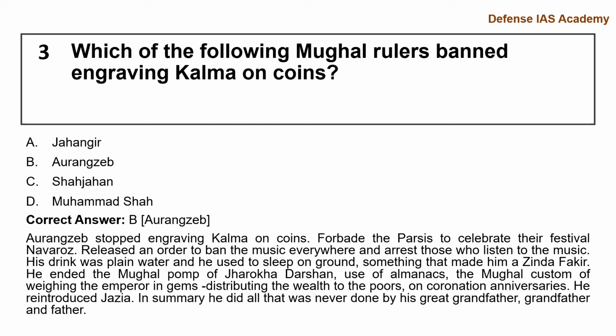His drink was plain water and he used to sleep on the ground, something that made him a Sindha fakir. He ended the Mughal pomp of Jharokha Darshan, use of almanacs, and the Mughal custom of weighing the emperor in gems and distributing the wealth to the poor on coronation anniversaries. He reintroduced jizya. In summary, he did all that was never done by his great grandfather and father.